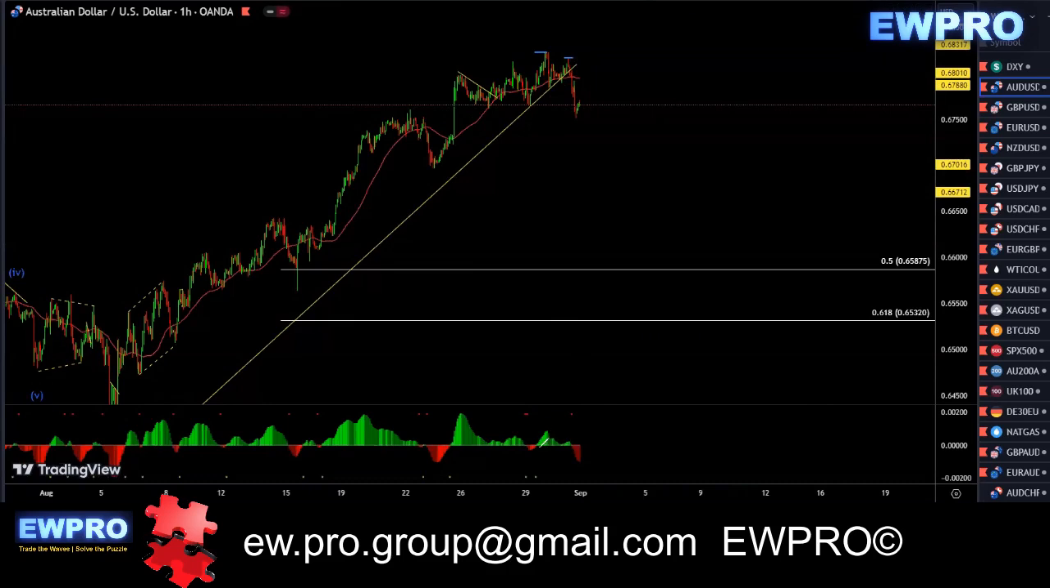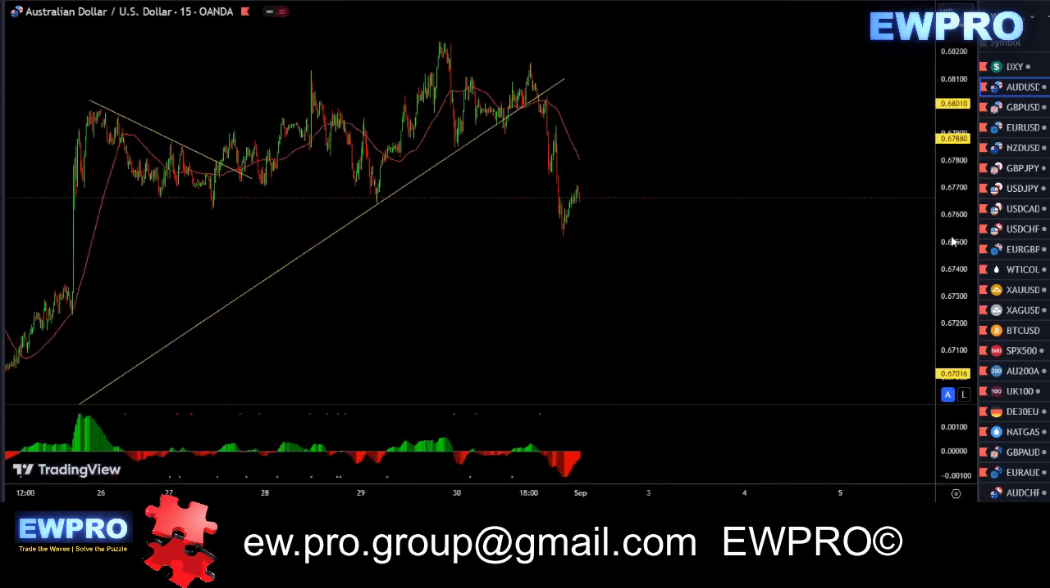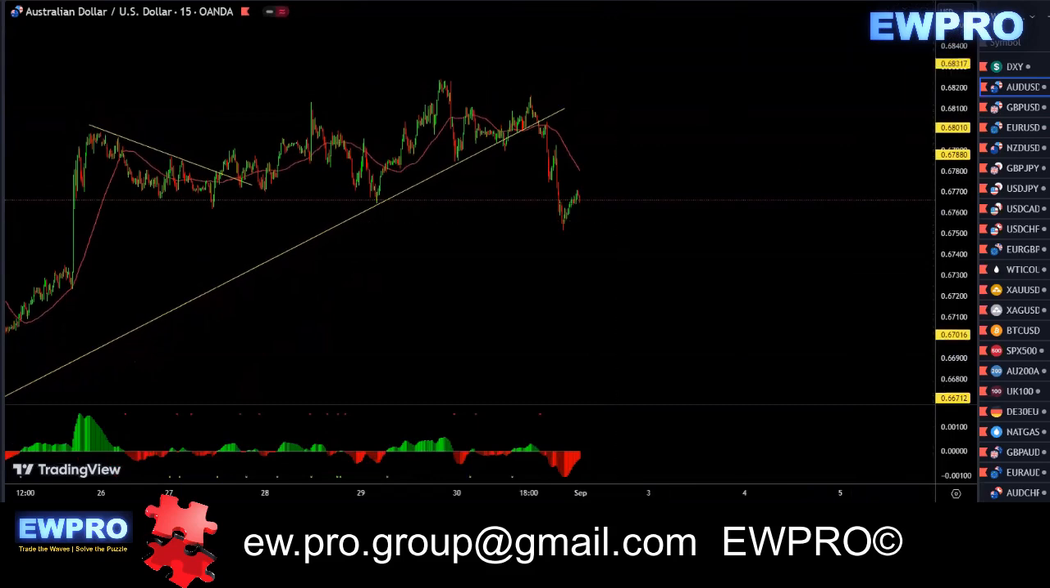On the M15, we were in a wave 3, so we got 1, 2, 3. This still may not be over. You get a wave 4, and then you look for that wave 5 down, scalping, wait for the larger correction, and then more downside.